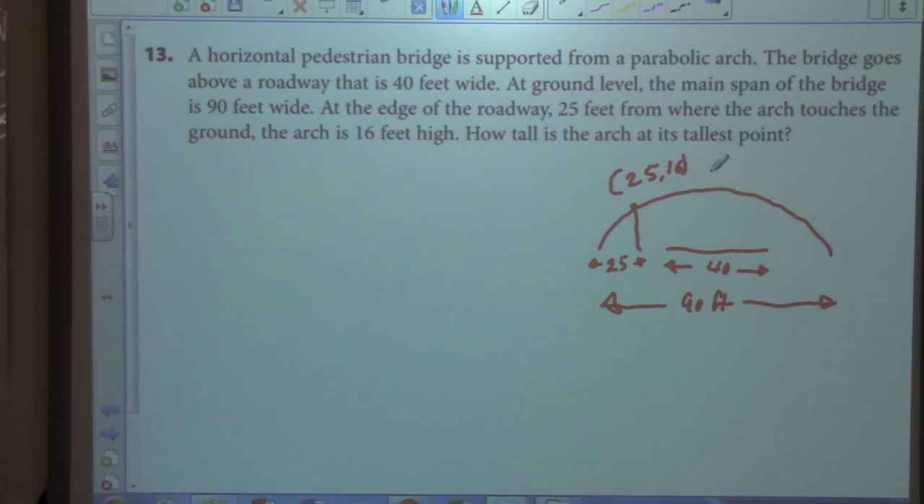And then we want to find the height of the arch here. What do we know about the arch? About this top point of the arch? The axis of symmetry is 45. So Ben says 45. We don't know how high it is, but we know that the axis of symmetry is 45 feet away. So I'll put a question mark.